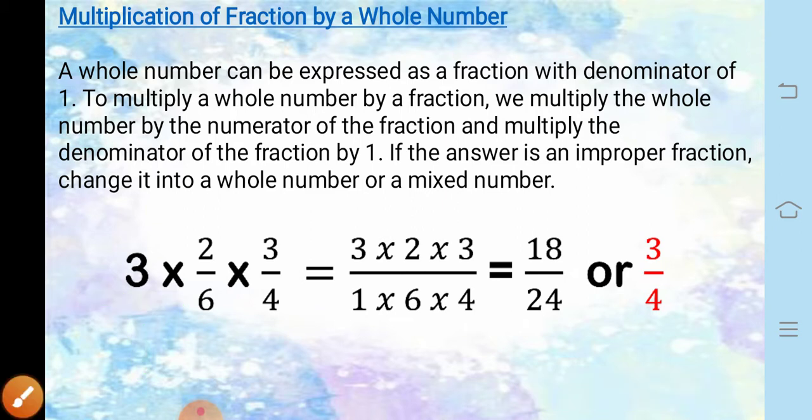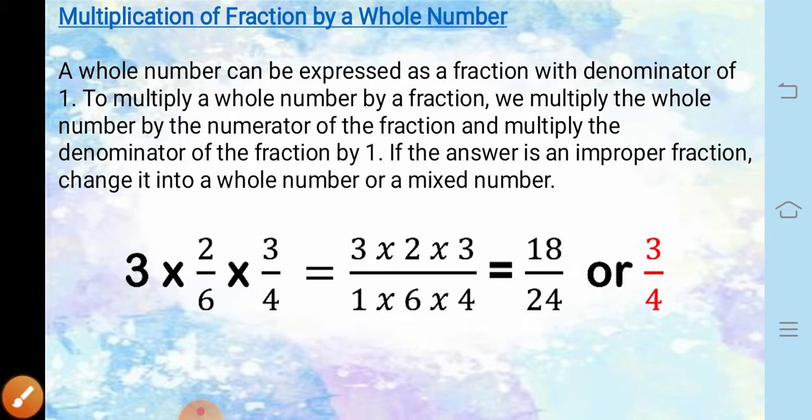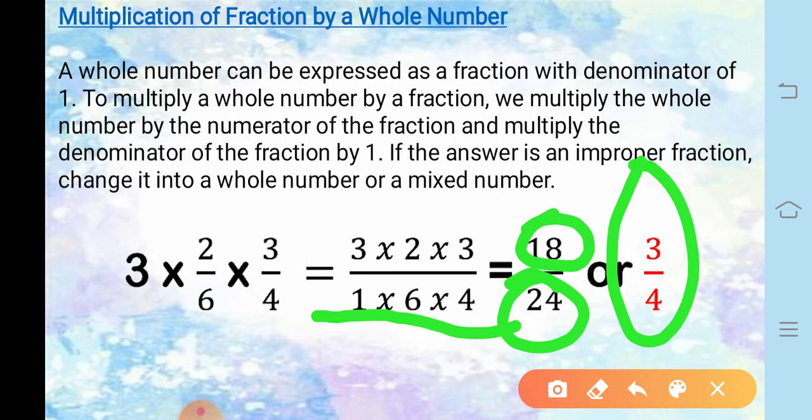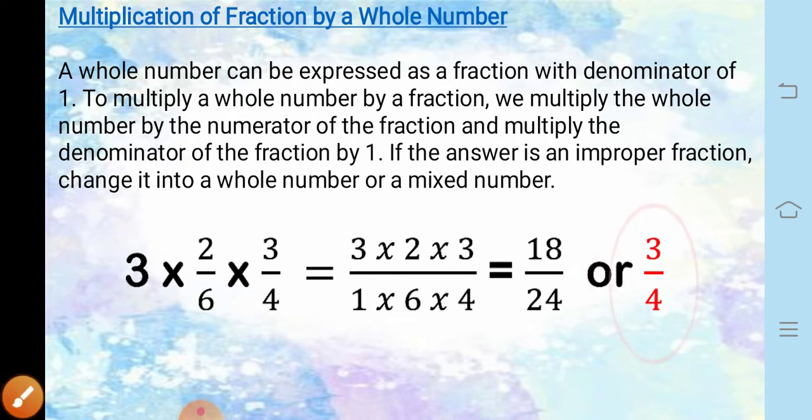Okay. So we have here 3, since ginamit natin yung over 1 kasi nga all the whole numbers have denominator which is 1. So 3 times 2 times 3, we get 18, and then 1 times 6 times 4, we get 24, or 3/4 kasi nga we reduce it into lowest term. So we divide 18 by 6, 24 by 6, so we get the final answer of 3/4.